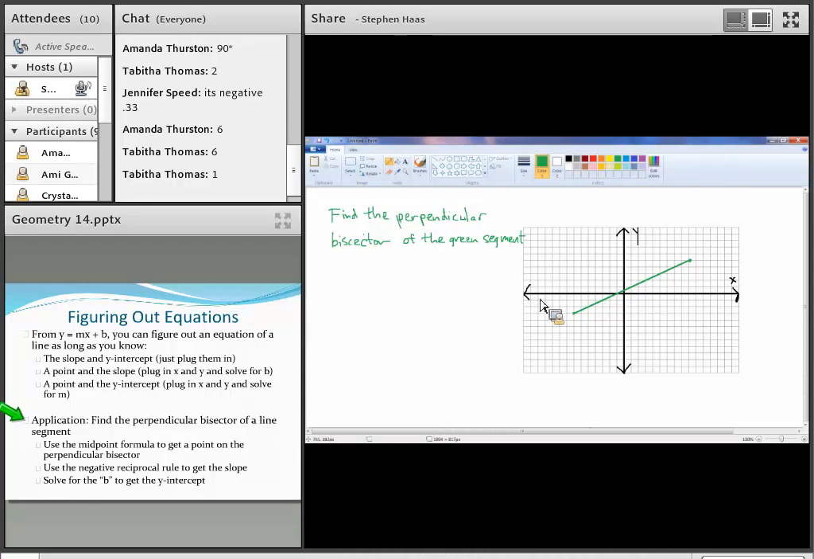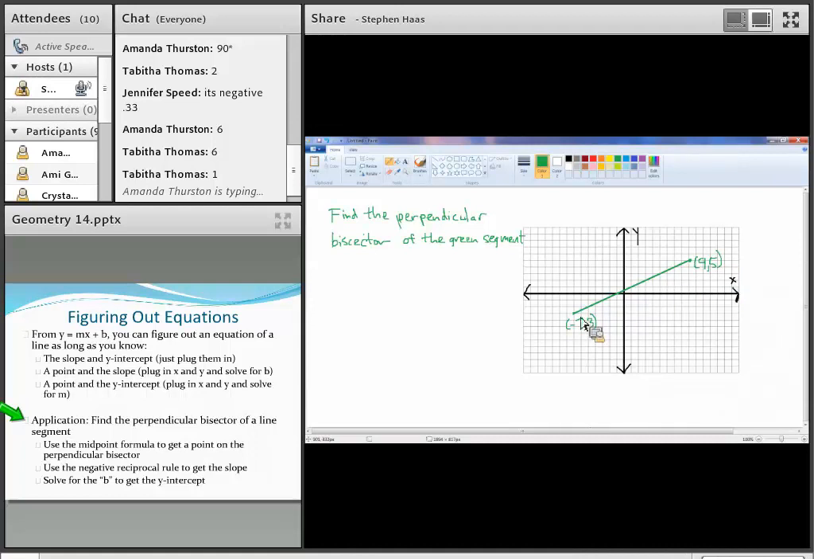Okay, so what's the first thing we should do? First thing we should do is figure out where its two endpoints are. Now its two endpoints are here and here. That's negative 1, 2, 3, 4, 5, 6, 7, then 1, 2, 3. So I've got negative 7, 3, right? And on the right side, I've got positive 1, 2, 3, 4, 5, 6, 7, 8, 9, and 1, 2, 3, 4, 5. So I've got positive 9, 5.